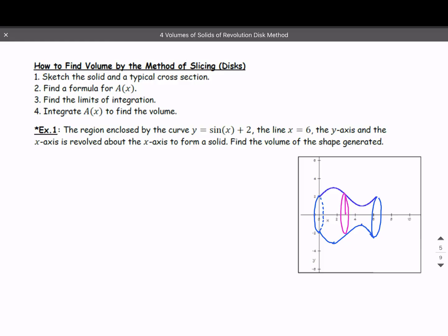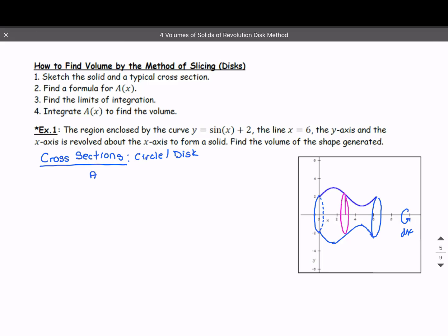Okay? Now it's important to remember that we rotated around the x-axis. Anytime you rotate around the x-axis, you're going to work in terms of x's. And I want you to get in this habit, and I know today it's going to seem redundant because they're all going to be this, but I want you to get in the habit of writing what the cross-section is. The cross-section is a circle or a disc, okay?